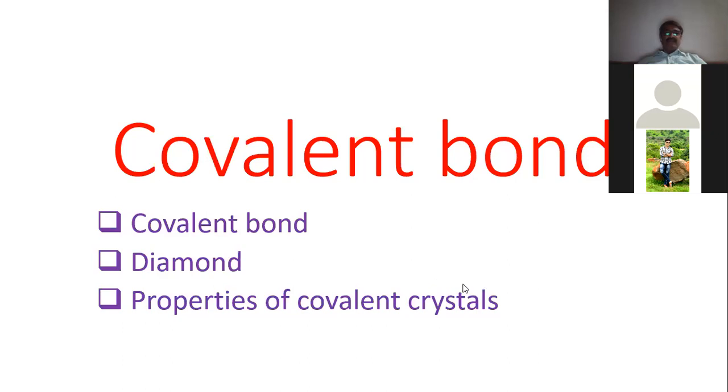Today, we have already studied the ionic bond, and today we will discuss the next important bond, that is the covalent bond. Today's discussion includes the details about the covalent bond, how the covalent bond forms, and the specific example of diamond. And we will especially discuss to show that the covalent bond is a directional bond.